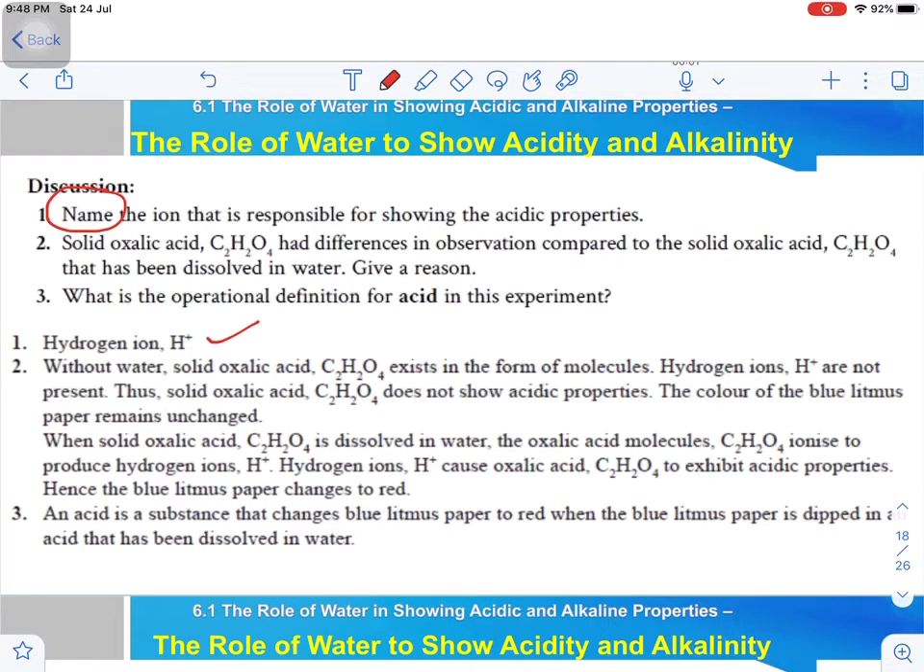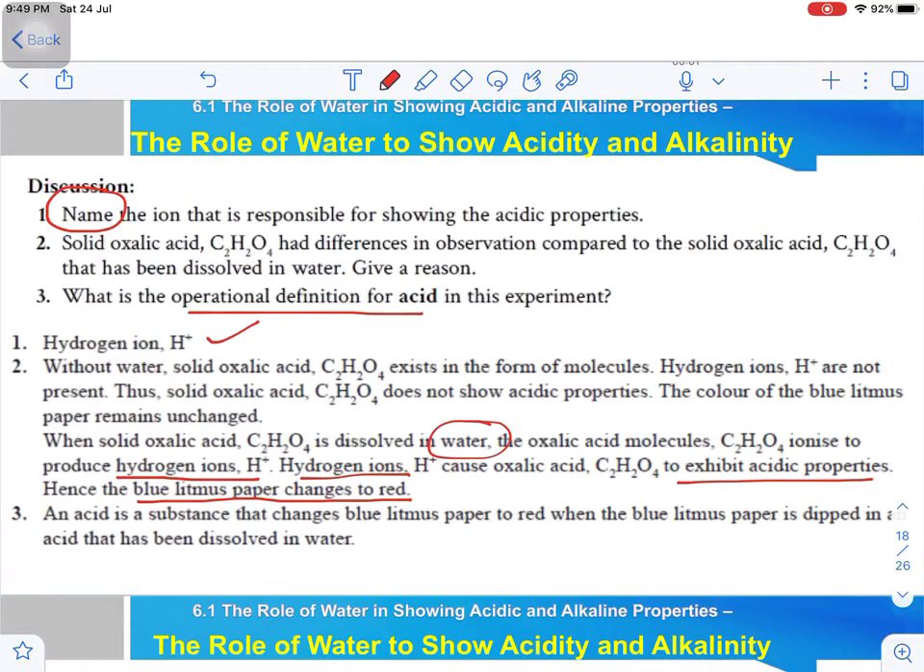When oxalic acid is dissolved in water, the oxalic acid molecule ionizes to produce hydrogen ion. So, hydrogen ion will show acidic properties. So, blue litmus paper changes to red. Next, what is the operational definition for acid? Operational definition means what you do and what you observe.